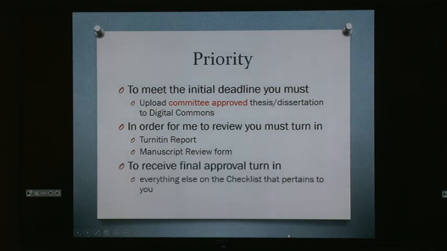And then everything else on the checklist to turn in, I can gather throughout the review process, but I must have everything in before you can receive final approval. So this is the order. And as we go through this PowerPoint, I'm going to hit on everything that's on this checklist. This is the first paper, our first page in the packet that I handed out.